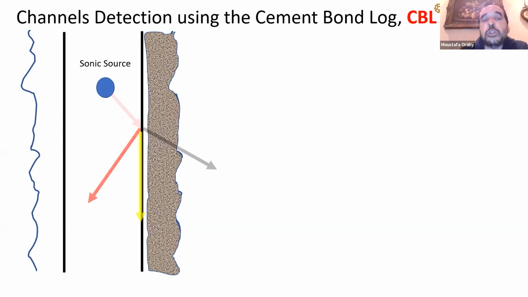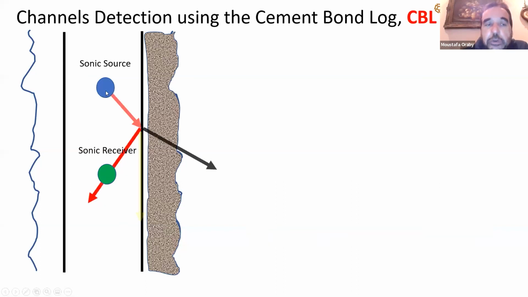Okay. So what do we expect in the case of no cement at all, or in the case where there is cement? If there is cement between the casing and the formation, so the bonding exists, what will be the reflection? And if the bonding doesn't exist, what will be the reflection? That's why we call it cement bond, the link, the connectivity between the casing and the cement. So there are actually multiple situations. We put a receiver here. This receiver receives the reflected acoustic waves.